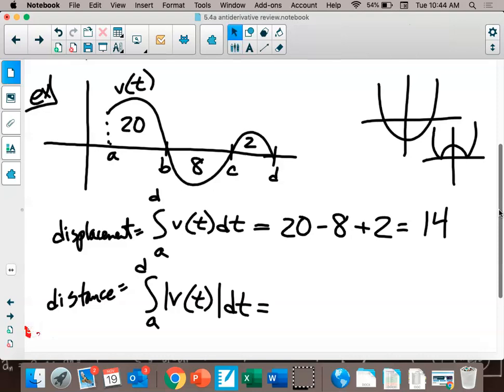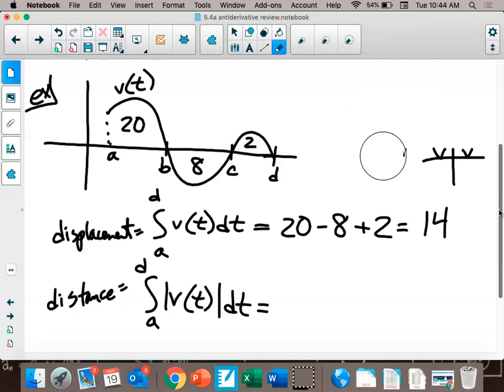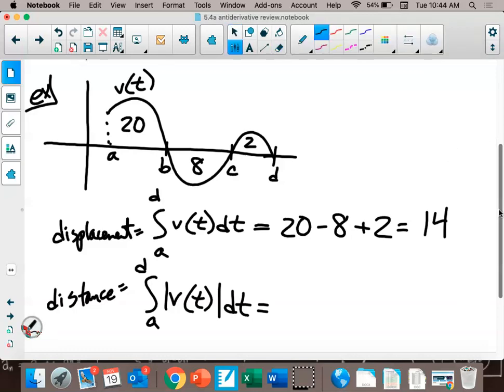All right, so the definite integral of the absolute value of the velocity means that this 8 is now up here. So when you do your total distance, you get 20 plus 8 plus 2, or 30, whatever the units, feet, miles, whatever. All right, so that's distance and displacement from a velocity graph. I want to talk about the velocity graph a tiny bit more.